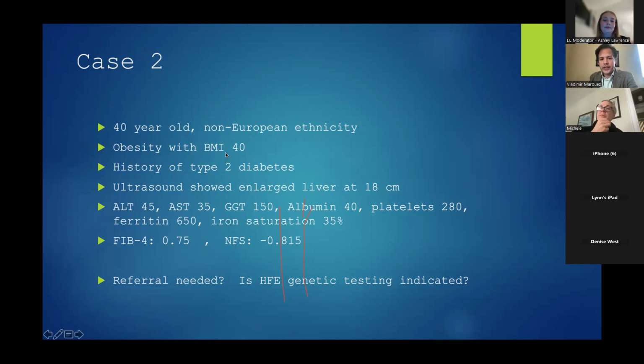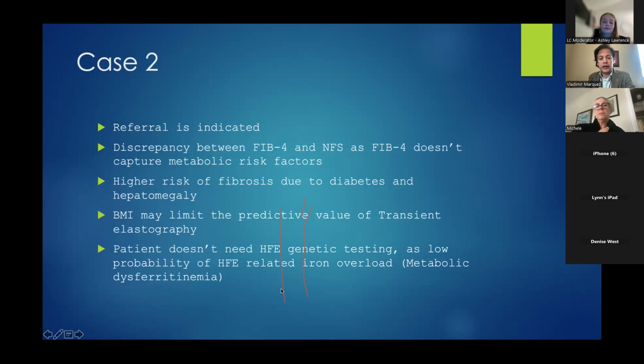Patient with a lot of risk factors, type 2 diabetes, obesity, and also on top of that, a liver that is enlarged on ultrasound. So this is a patient that, regardless of what the FIB-4 tells me, I want to evaluate further to really assess whether or not they have some form of advanced liver disease. They have a high ferritin. I put this question about the HFE, but I don't think it's relevant here. I would say that probably the patient does not have hemochromatosis due to ethnic background.